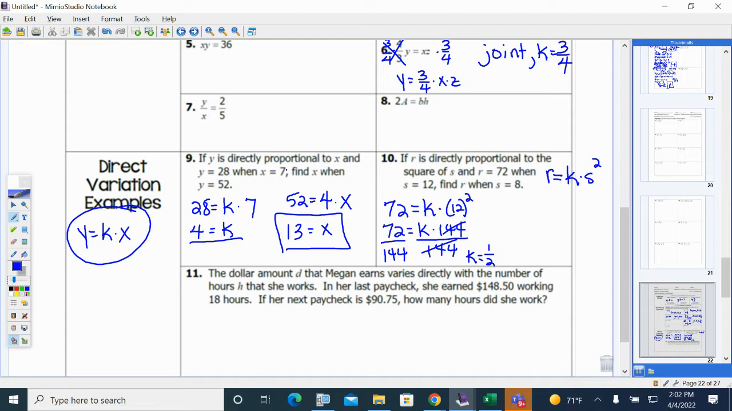So then we go to the find part. Find r when s is equal to 8. I now know that k is 1/2 and s is 8. So 8 squared is 64. Half of 64 is 32. So r equals 32.